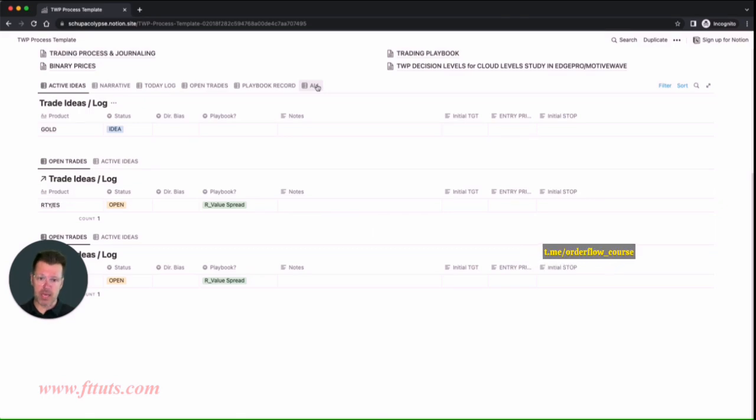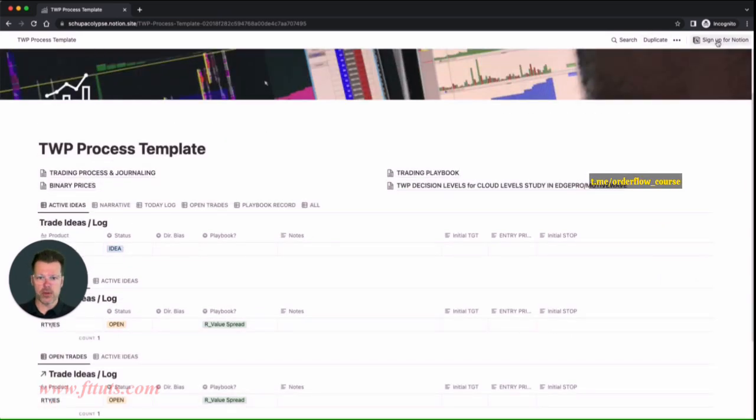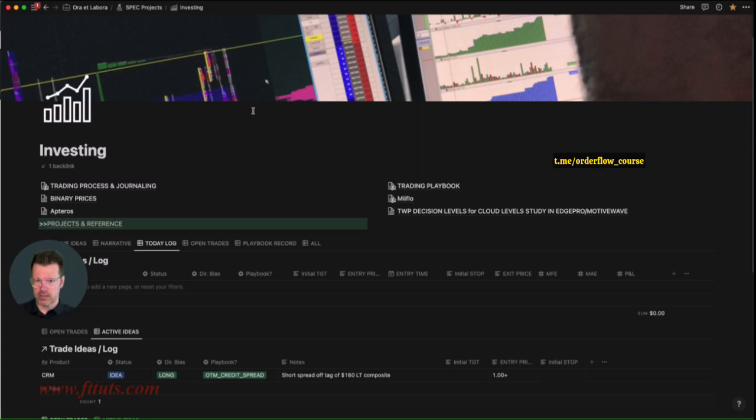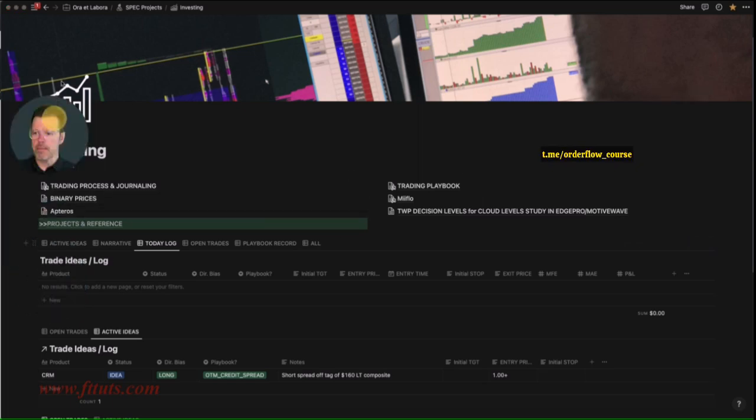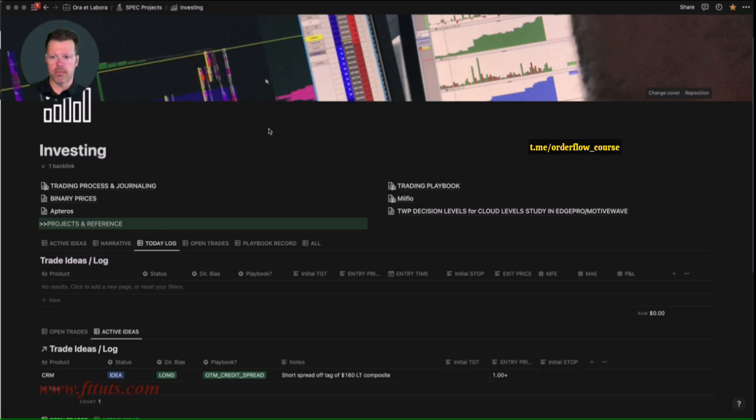So I'm going to enter some trades today and talk about it, and show you the journal aspect and how to enter trades so that you can start entering this information day in and day out. One last thing: where you see here it says duplicate, you can sign up for Notion and then duplicate this template and use it as your own. Now, if we go back over to my Notion, where this one is built, I'm first going to track some trades that I took this morning.